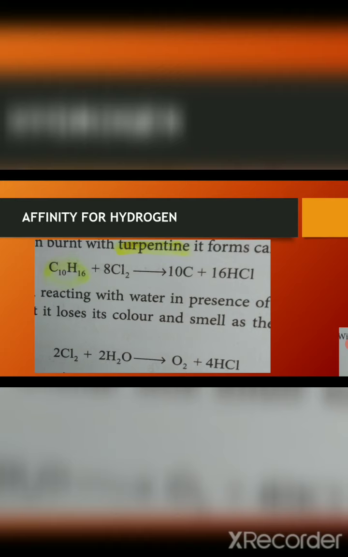Another reaction, chlorine reacts with water and it forms O2 and HCl. So it changes chlorine into hydrogen chloride. It converts chlorine into hydrogen chloride when reacted with water.